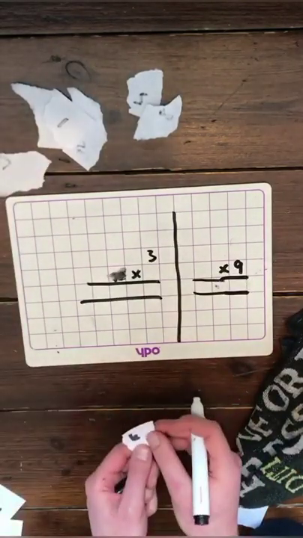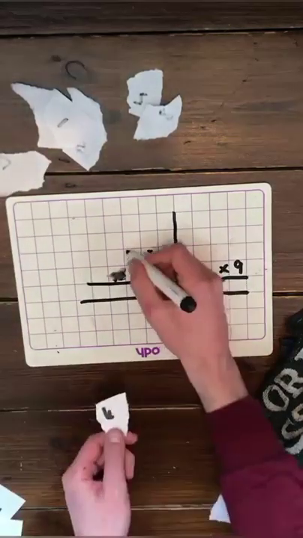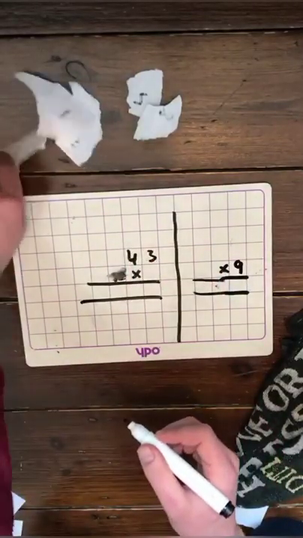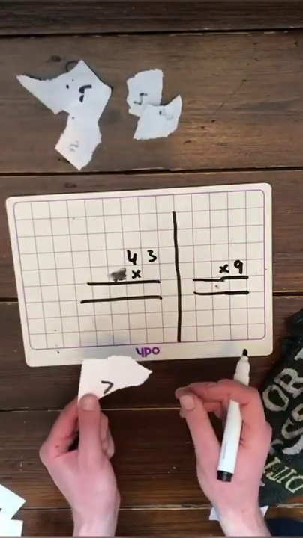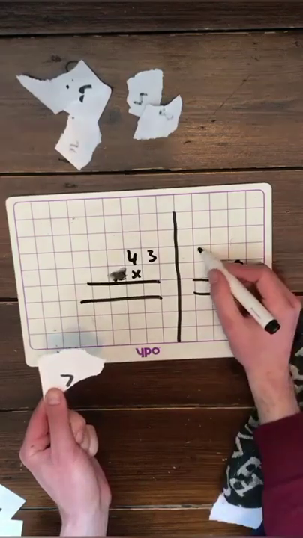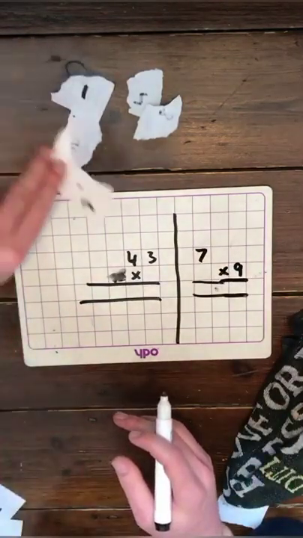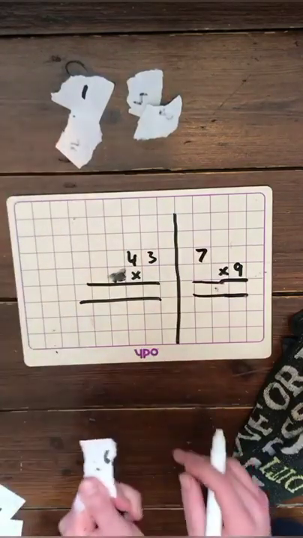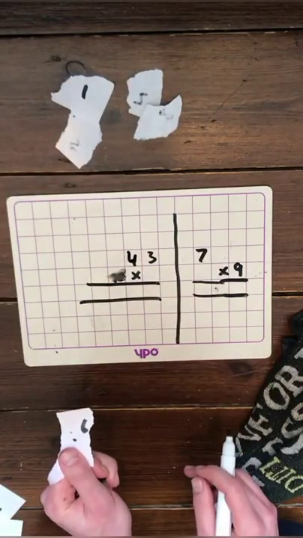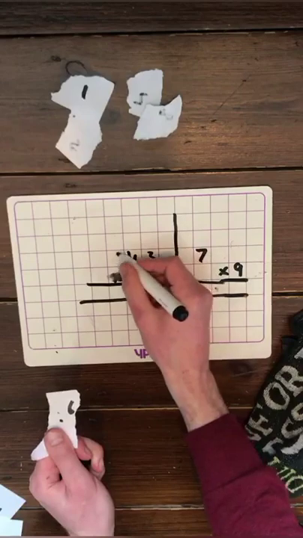Oh, I've got 4. Still not very large. I'm going to put mine in tens. I'm versing myself here, which is quite difficult. 7 is quite large, so I'm going to put it in the hundreds there. I picked up a 6. I'll put my 6 there.